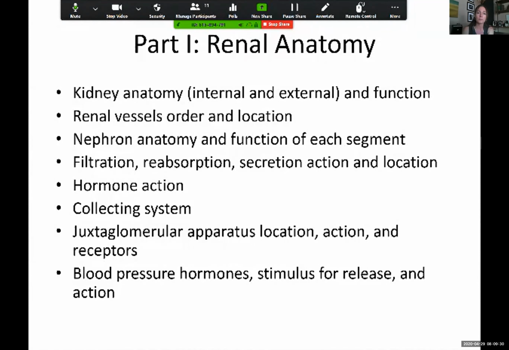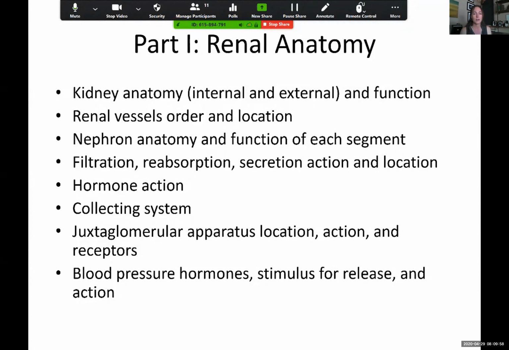And you should be able to know kind of where they would be, either on a diagram or in a descriptive manner. The nephron anatomy and the function of each segment. So since this is just part one of renal anatomy, we're going to get into a little more detail on the nephron itself, but you want to consider what is the nephron, the big picture of the nephron, and where are these locations on the gross anatomy.